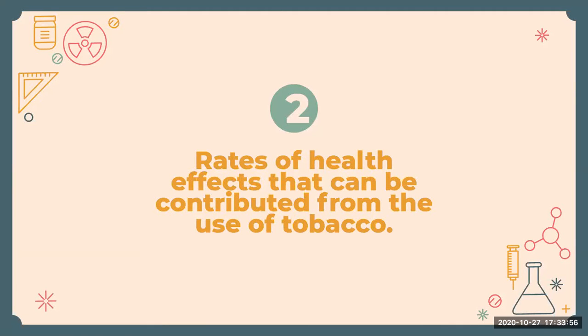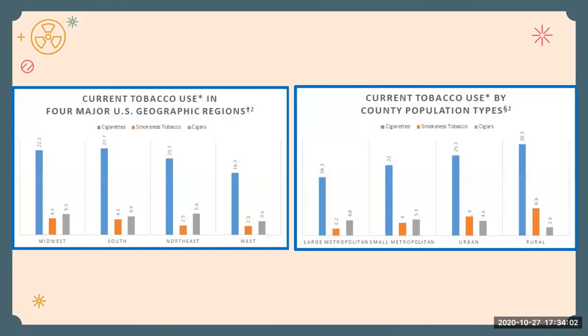The rates of health effects that can be attributed to the use of tobacco. Next slide. The current tobacco use in 4 major U.S. geographic regions. We have the Midwest, South, Northeast, and West. Blue indicates cigarettes, orange indicates smokeless tobacco, and gray indicates cigars. So the Midwest and the South are the highest, with 22.2 and 22.7, which engage in cigarette smoking.